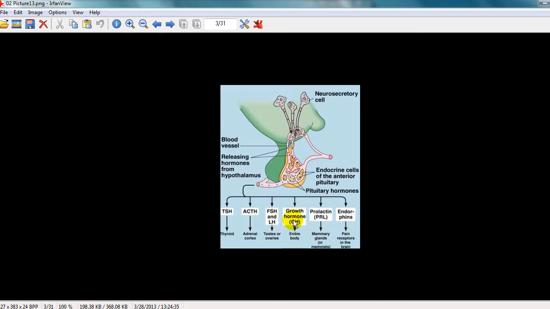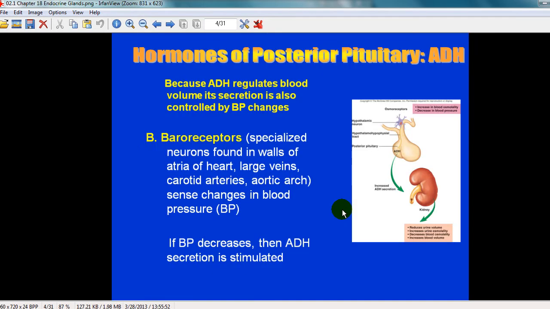Growth hormone has a widespread effect that we'll spend some time looking at, and prolactin targets the mammary glands in mammals, as well as another additional listing here, which would be the endorphins, which are natural pain receptor related hormones that are released from the brain.